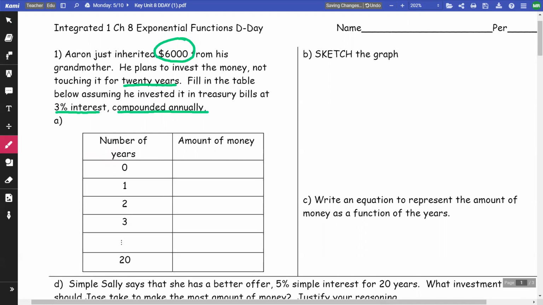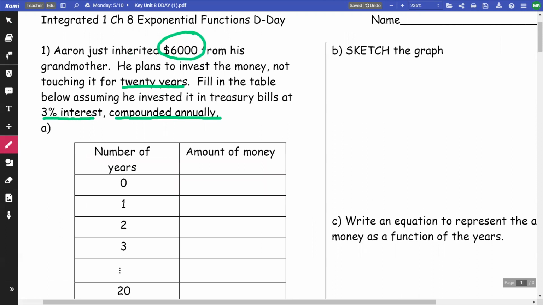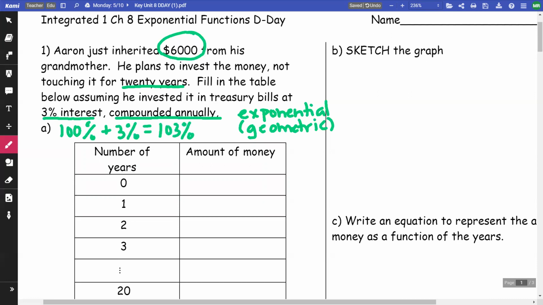So the minute you see compound interest, it means that it's going to be exponential. And if you think about it as a sequence, that means it's geometric. So we're multiplying by something over and over again. When we see the 3% interest that we're gaining, I basically take 100% plus 3%, and now we have 103%. And as a multiplier, that is 1.03. So that's going to be my multiplier.